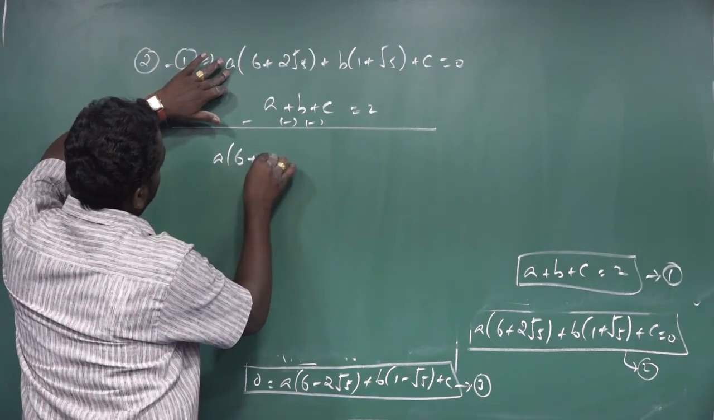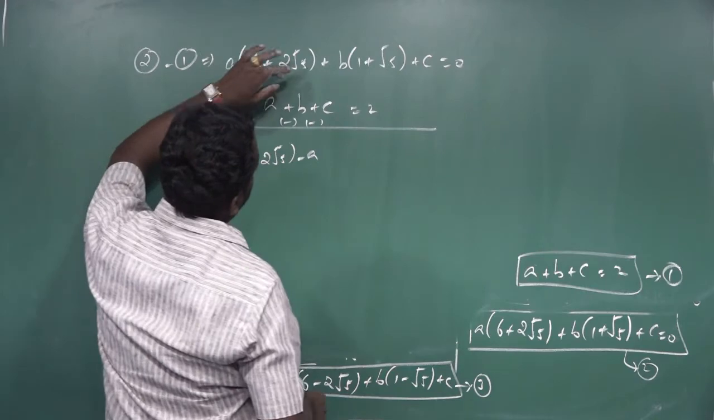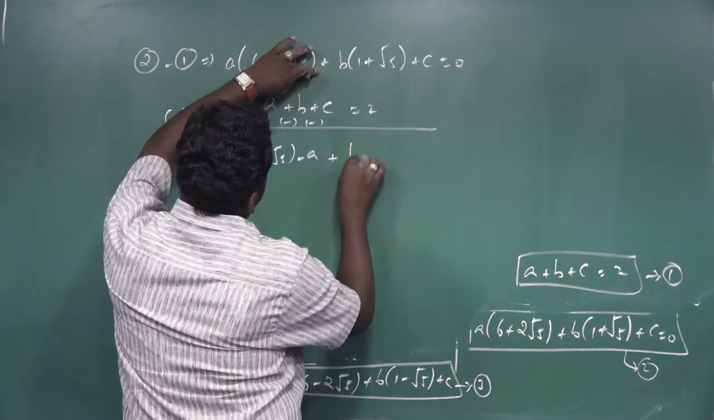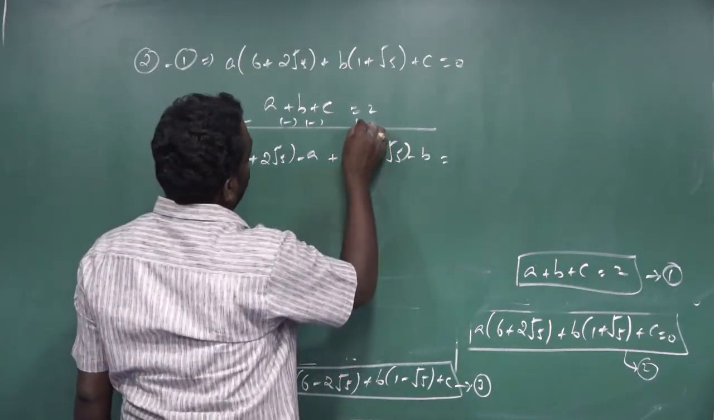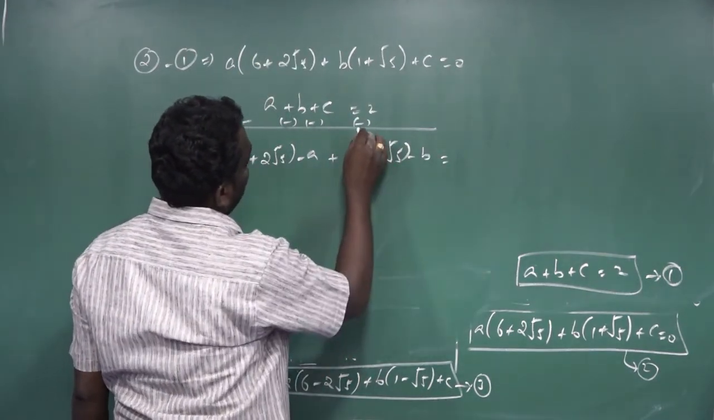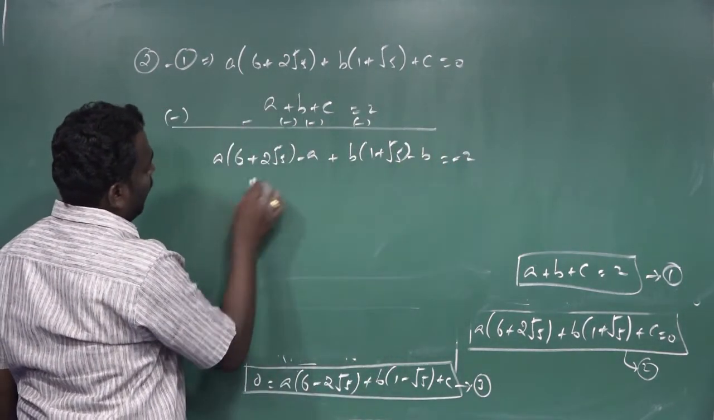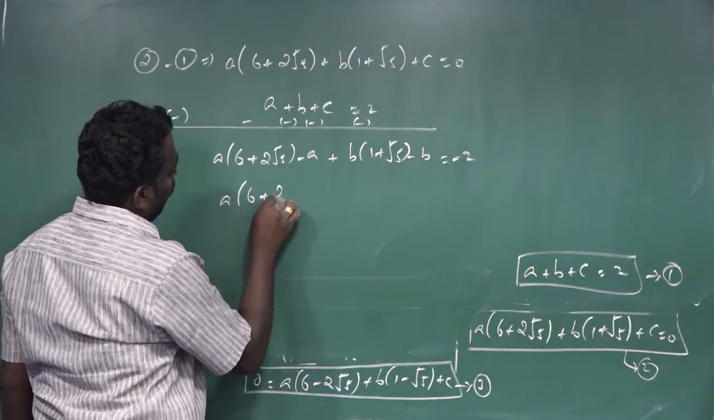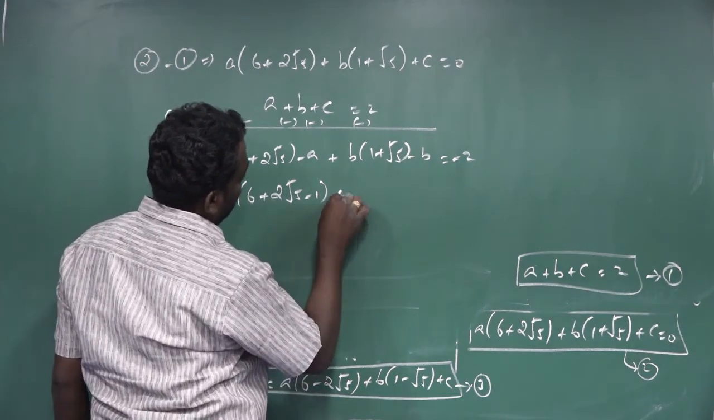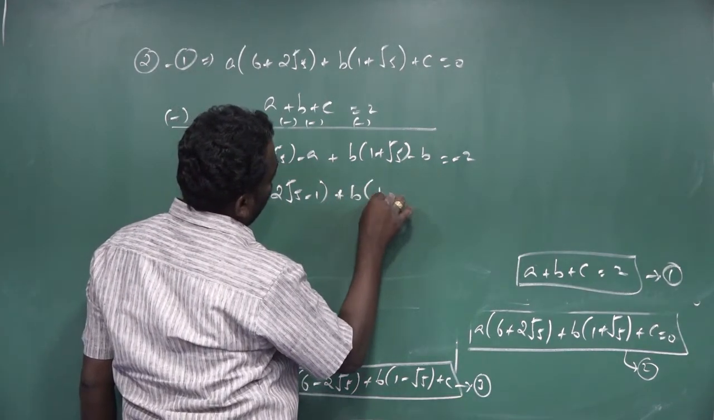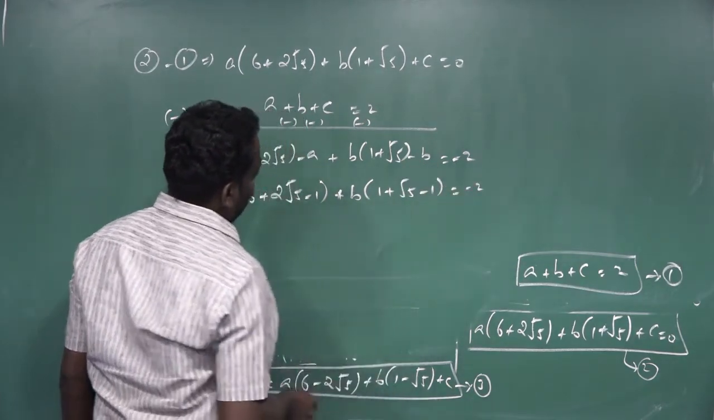a into (6 plus 2 into root 5) minus a, then plus b into (1 plus root 5) minus b. Now here c minus c, so 0 minus 2 is minus 2. Therefore a we can take common: a into (6 plus 2 into root 5 minus 1) plus b into (1 plus root 5) minus b is equal to minus 2.